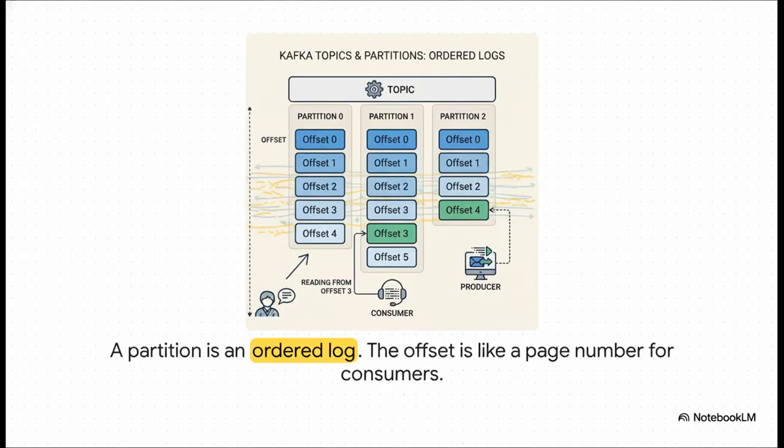Now, let's zoom in on what a partition actually is. This is super important. It's not just a messy bucket of data. As you can see here, it's an ordered, unchangeable log. That means new messages only ever get added to the end. And that offset, it's basically a bookmark. A consumer can say, hey, I've read up to offset 10, and Kafka knows exactly where that is. The consumer can crash, restart, and it never loses its place. It's a simple idea, but it's incredibly powerful.